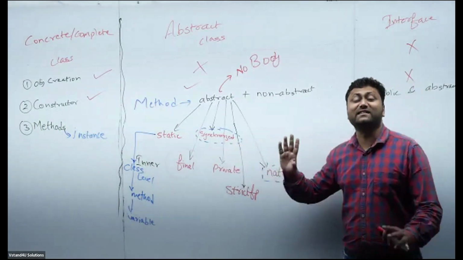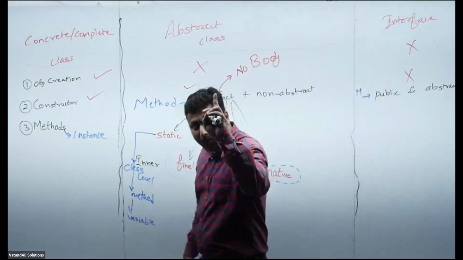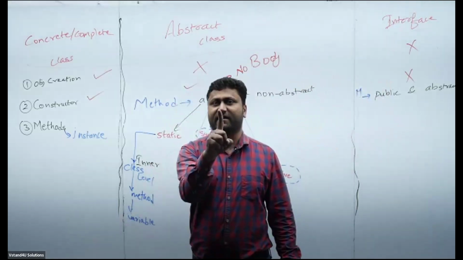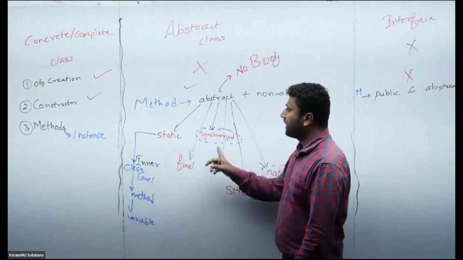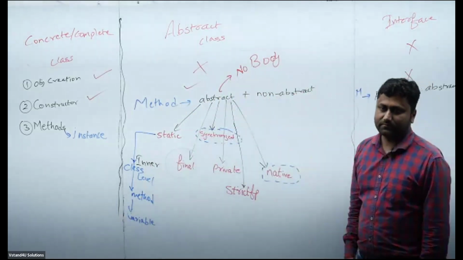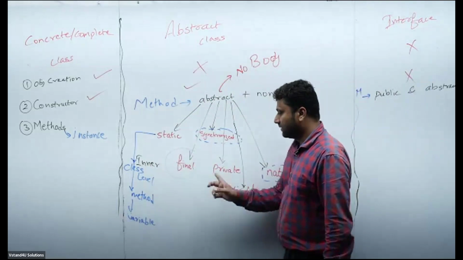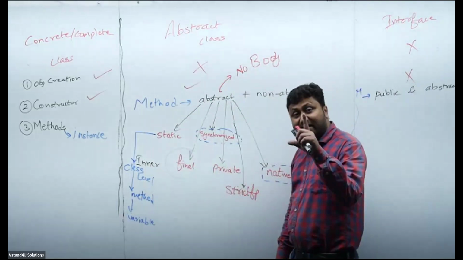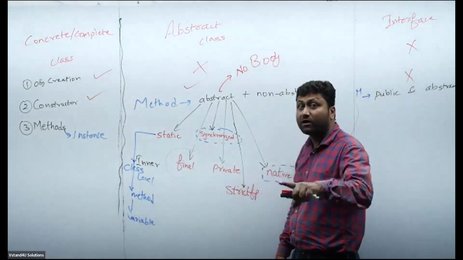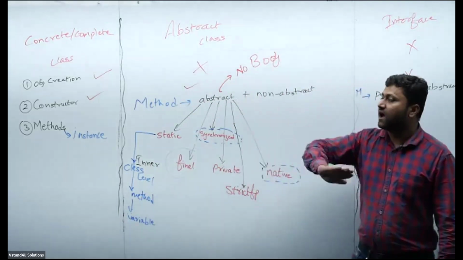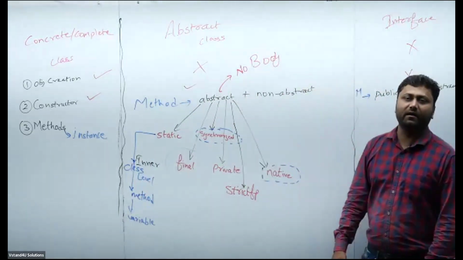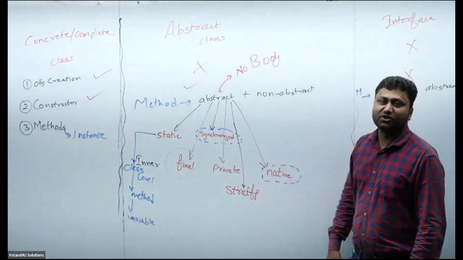If a method is marked as synchronized, it means body is there, and only one thread at a time is allowed. Am I clear? Abstract says I don't have a body, so problem is there. Agree? Private: the method has a body, but it is accessible only within the same class. Outside the class, it is not allowed. Am I clear?